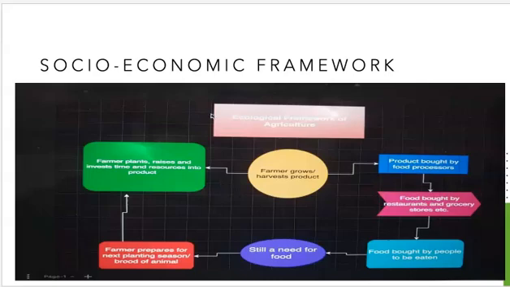Pink, food bought by restaurants and other grocery stores, etc. Food bought by people and to be eaten in the light blue. And purple was still a need for food and other resources. And red, the farmer prepares for the next planting season and brood of animals.